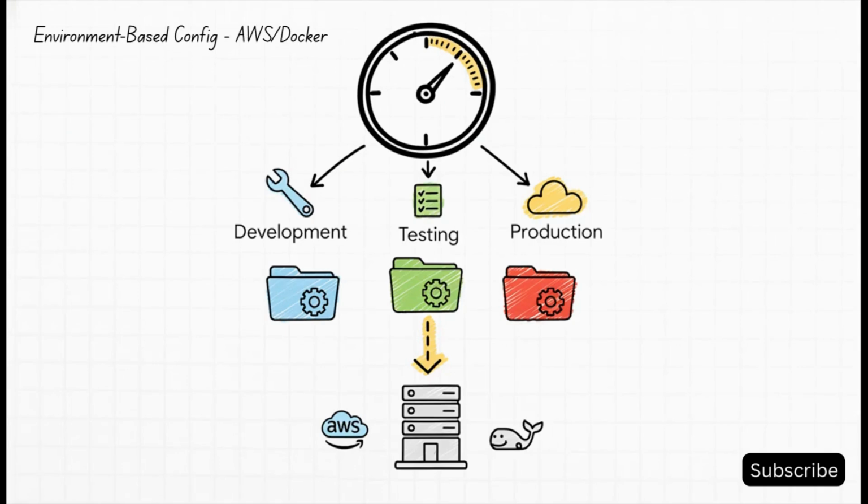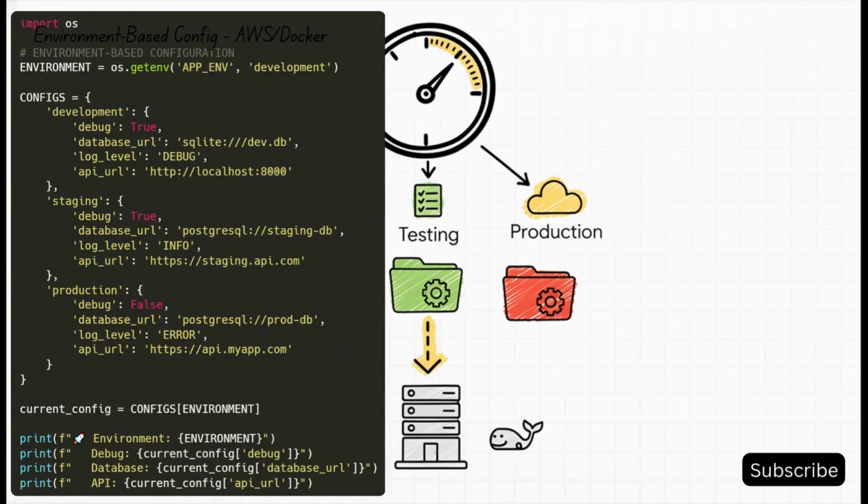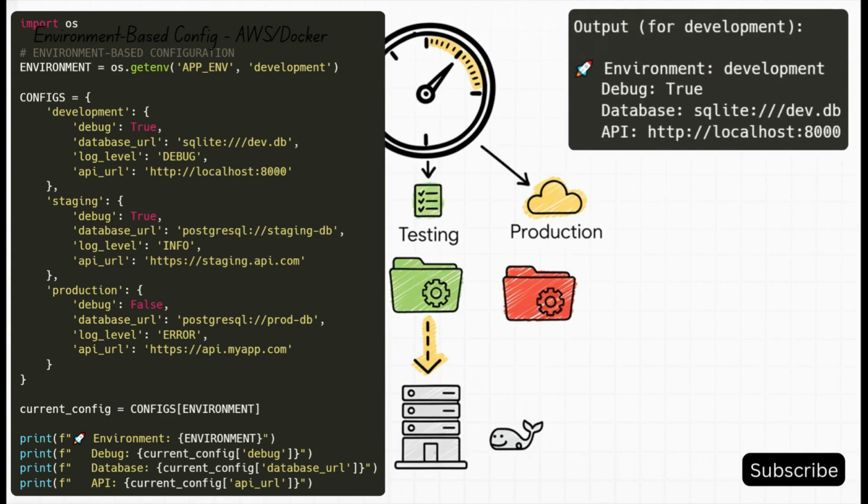In the real world, you're not just going to have one setup. You'll have different environments, right? One for your local development machine, one for testing or staging, and then the live production server. This pattern uses something called an environment variable to automatically select the correct configuration dictionary when the app starts up. This is absolutely essential for deploying applications on platforms like AWS or inside Docker containers, where you can't just go in and change the code for each different environment.